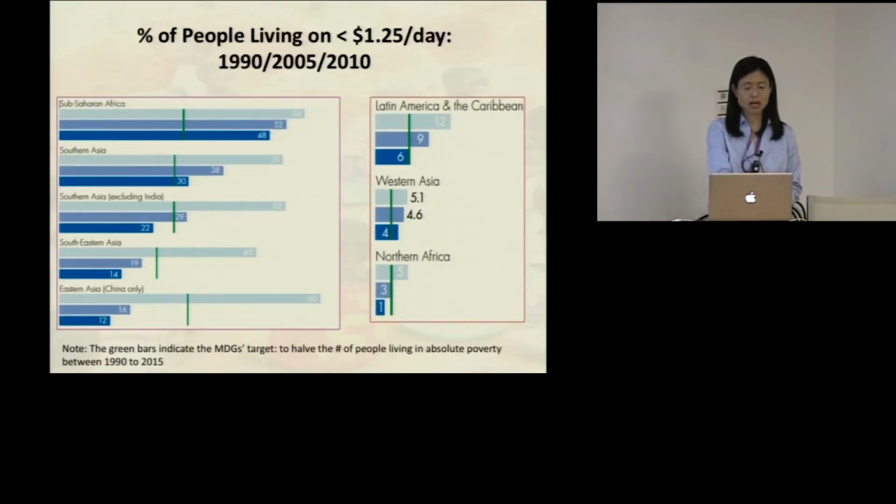In Southern Asia, you can see they made great progress, but the goal was still not reached by 2010. If you exclude India, they have actually reached the goals. So India was where a lot of poverty is at. Southeast Asia has done a great job reducing the poverty, especially Eastern Asia. In China, they reduced poverty from 60% to 12% from 1990 to 2010.